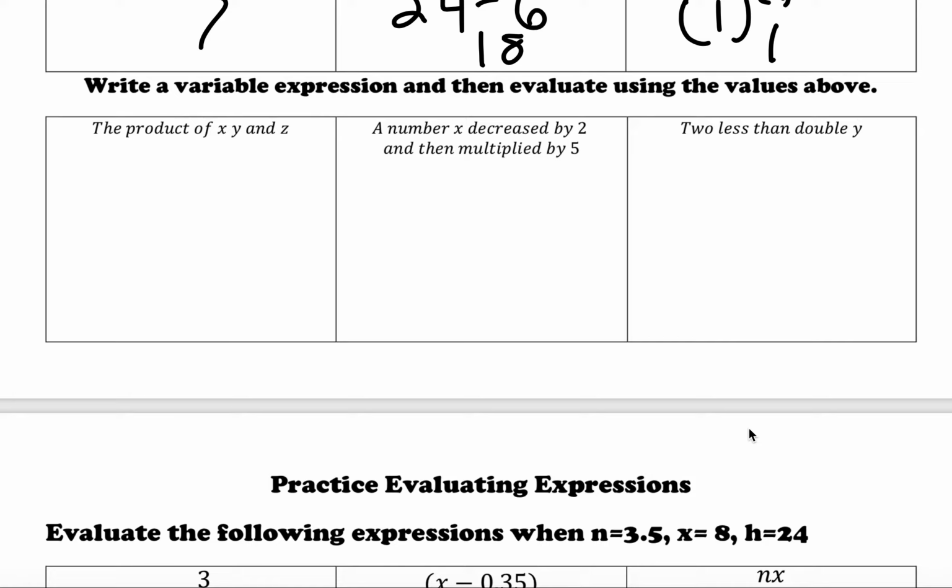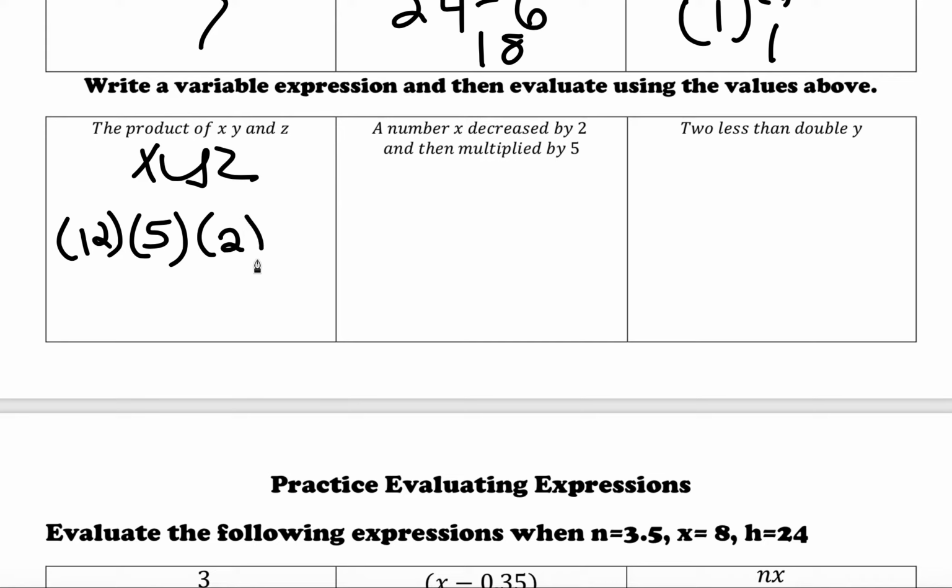The product of x, y, and z. So we would have x, y, z, all multiplication. So we'd have 12, 5, 2. Order of operations, we do multiplication from left to right. This would be 60 times 2 is 120.